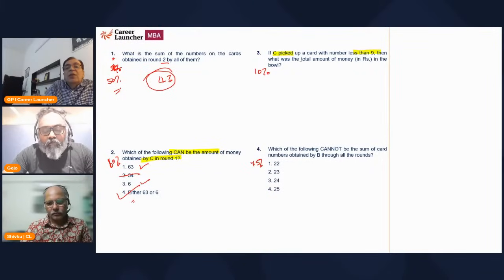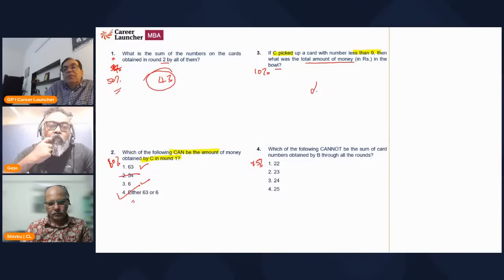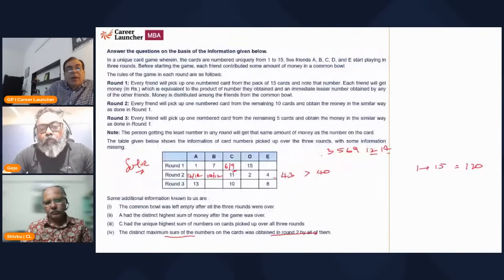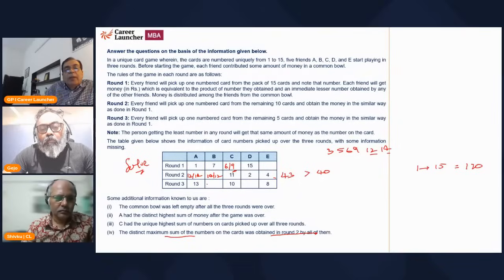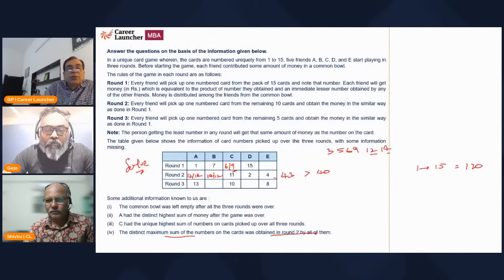Question 3 is asking what is the total amount of money in the bowl. To do this question, you need to solve this completely. This is a question I would say leave. Don't even waste your time on this question. Question number 4, which of the following cannot be the sum of numbers? Again, just look at what the possibilities are here. Sum of numbers obtained by B in round 3 in all the rounds.